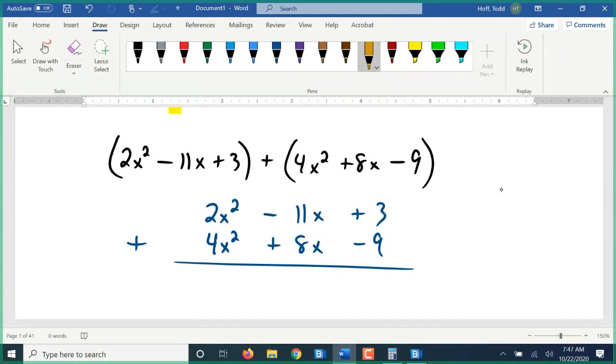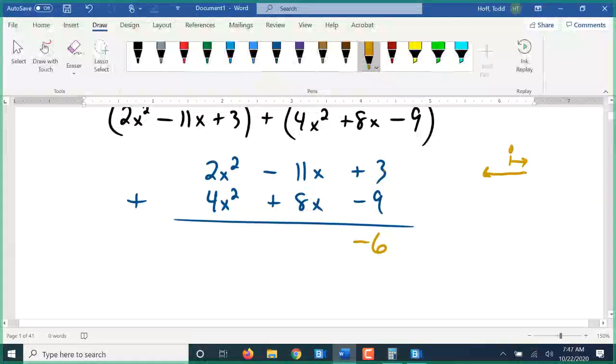3 plus negative 9. Well, if we start at 0, positive 3 looks like that. Negative 9 goes the opposite direction, and it's longer, so we end up on the negative side. Arrows go opposite directions, so it's the difference between 3 and 9, which is 6. It's a negative 6.